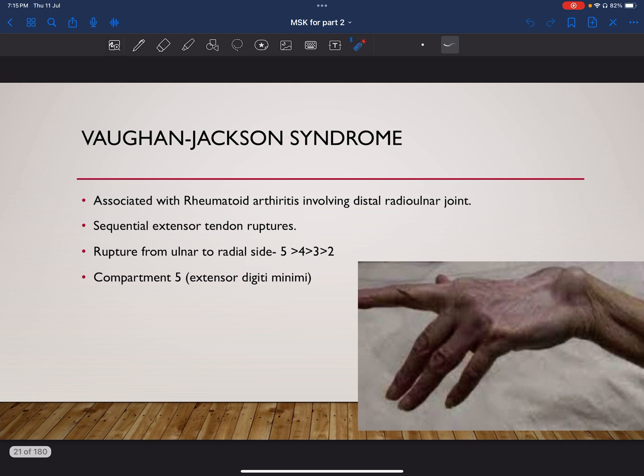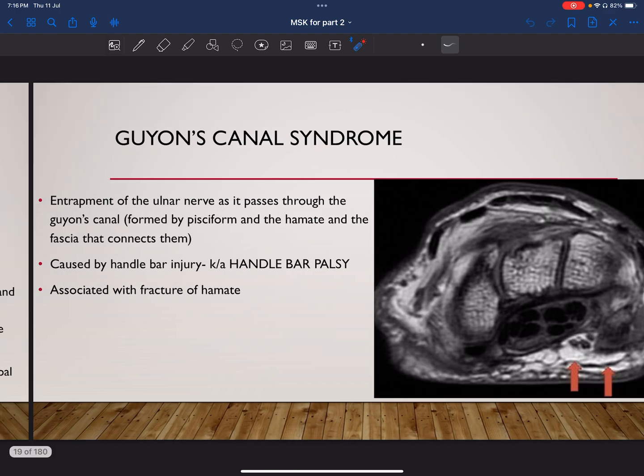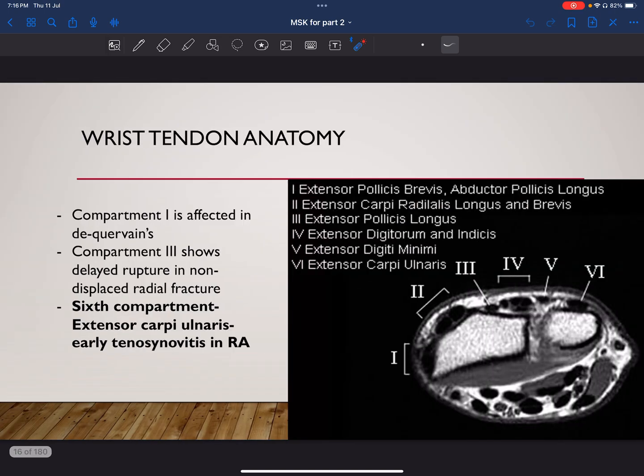Next, we go to Vaughan-Jackson syndrome. So this is a syndrome that is seen in RA. Okay, in rheumatoid arthritis, we have seen that the ulnar-sided tendon, extensor carpi ulnaris, is involved.